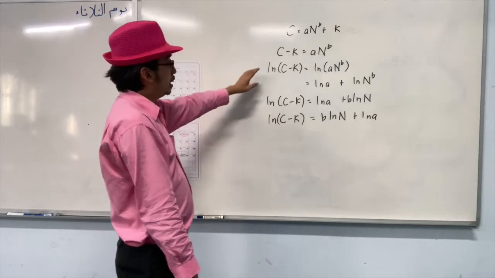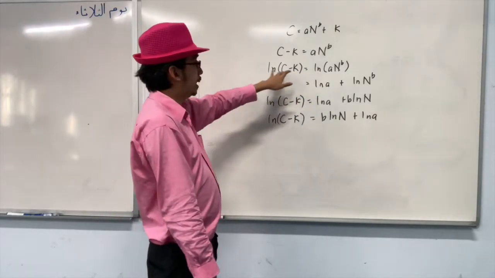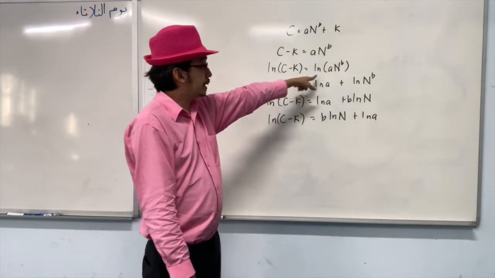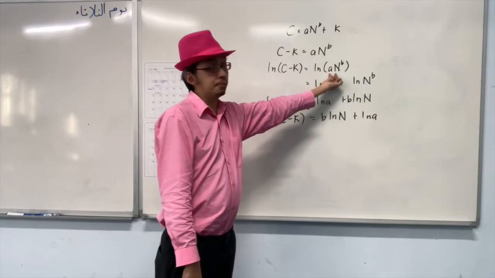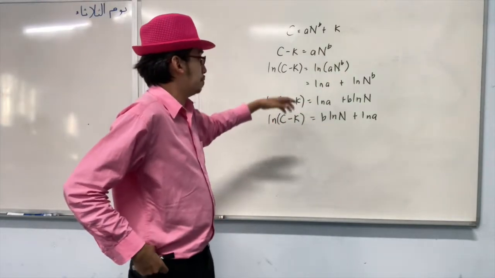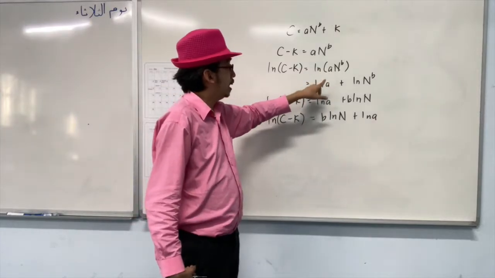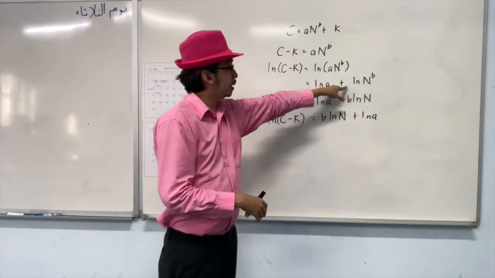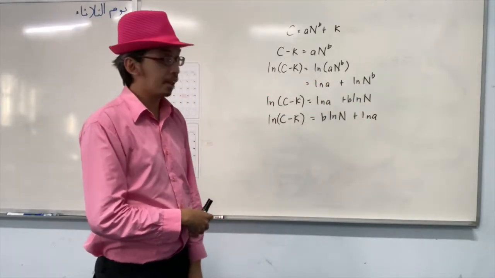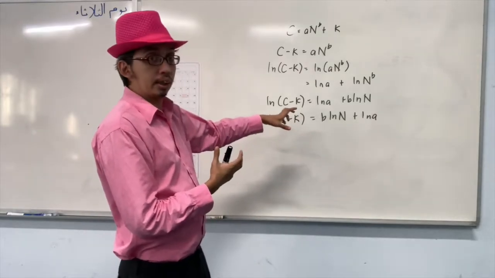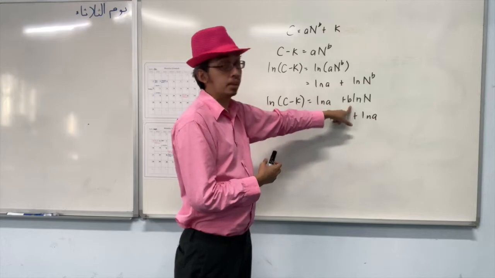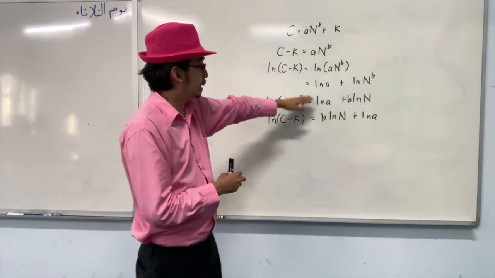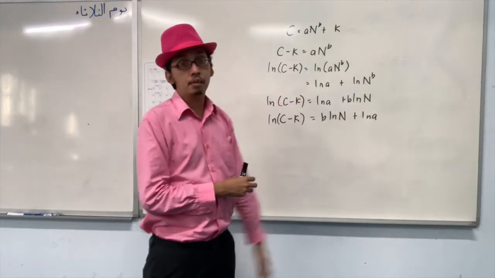Then you ln both sides, and the ln(c − k) will start to appear already. On this side, because it's made up of a multiplication of two functions, or maybe this one is just a constant, you can actually split it up for ln. So it's ln a, one component, and ln n^b, the other component. Knowing our logarithm rules, the b can be brought down. So ln(c − k) is the same, the ln a is the same, and then plus b ln n.